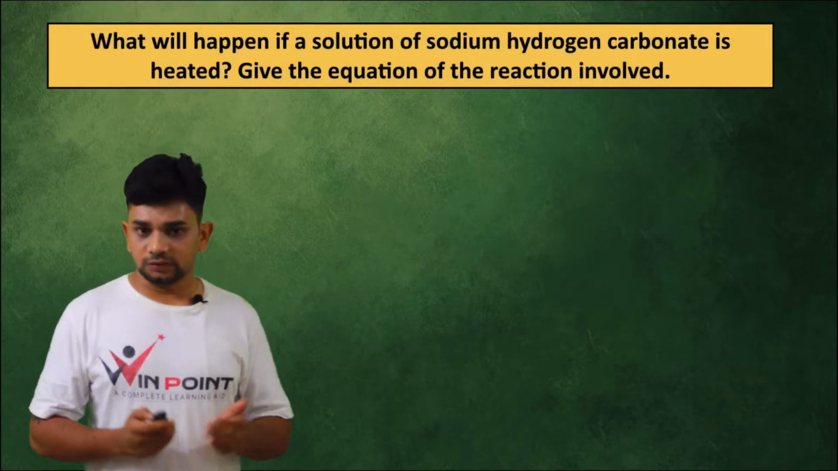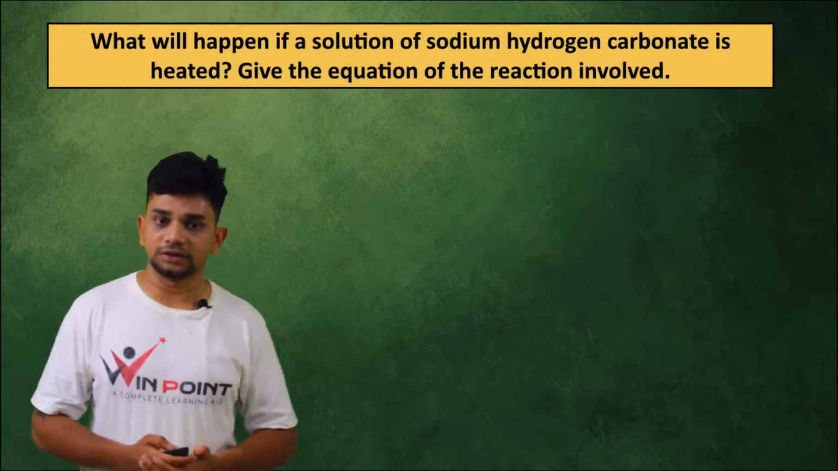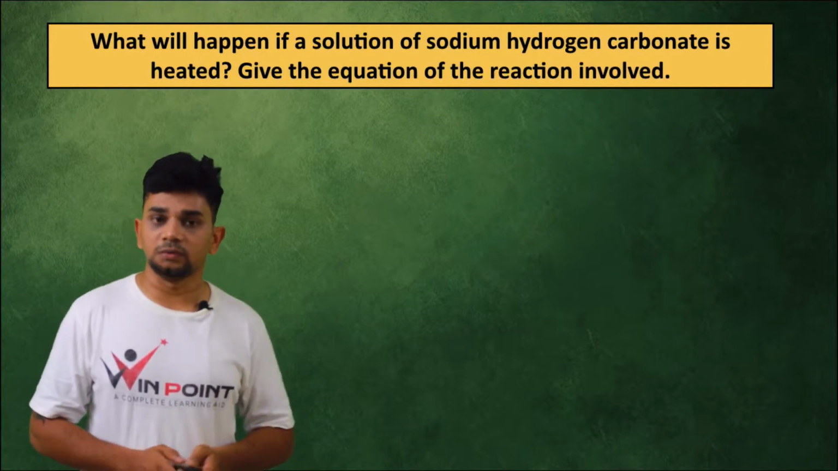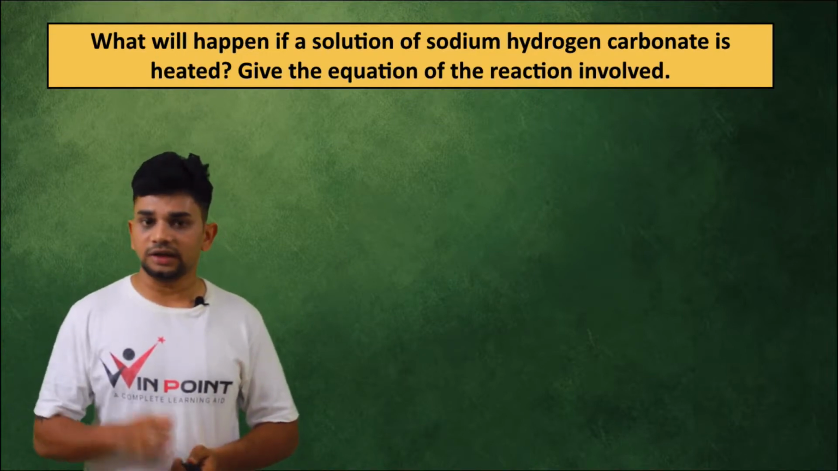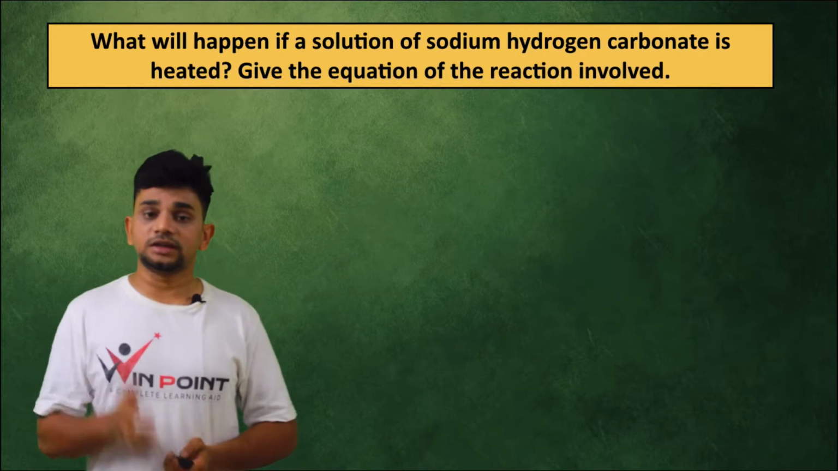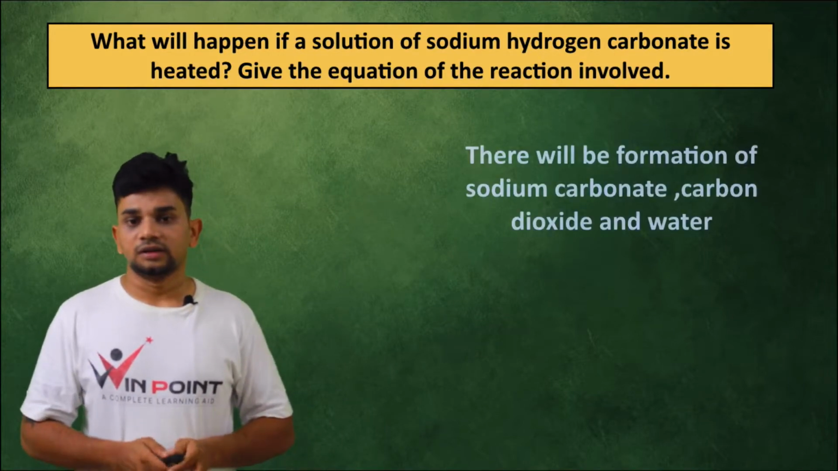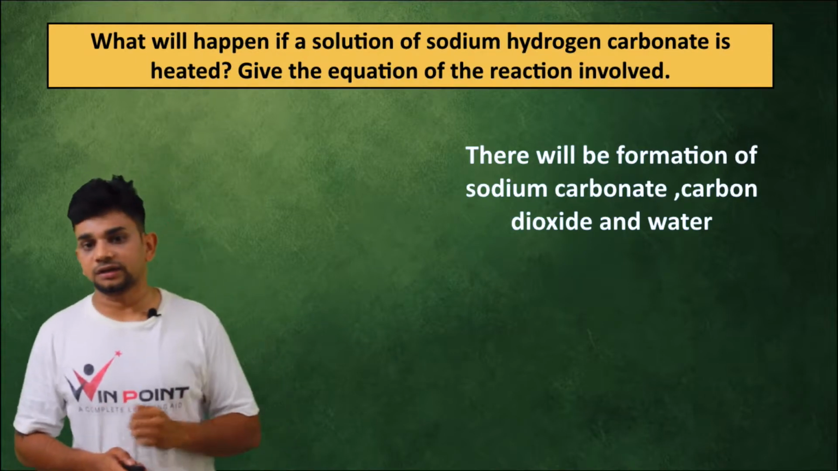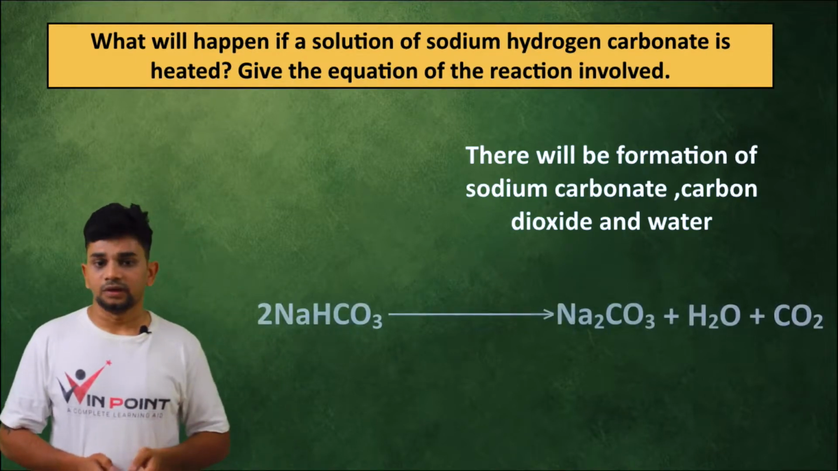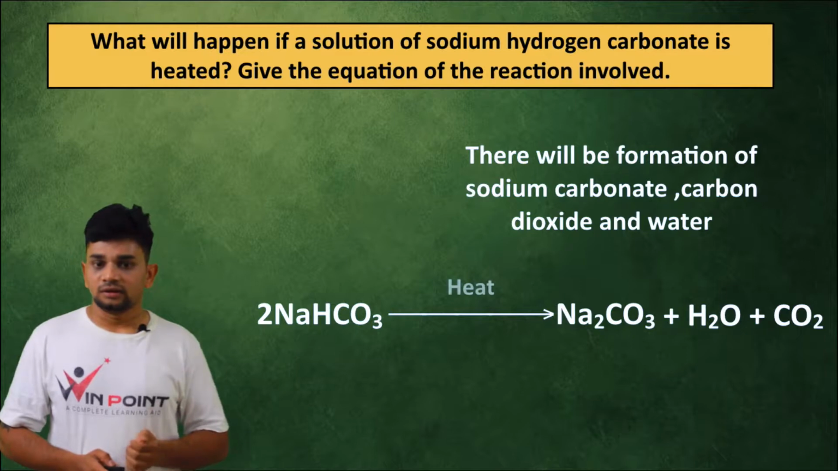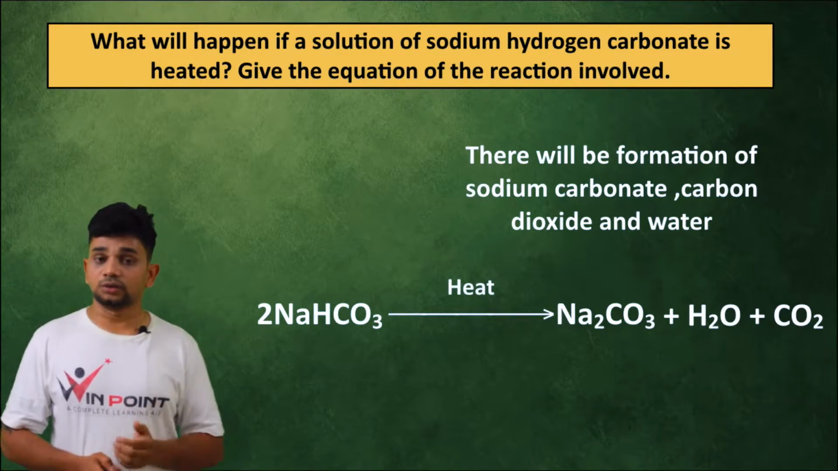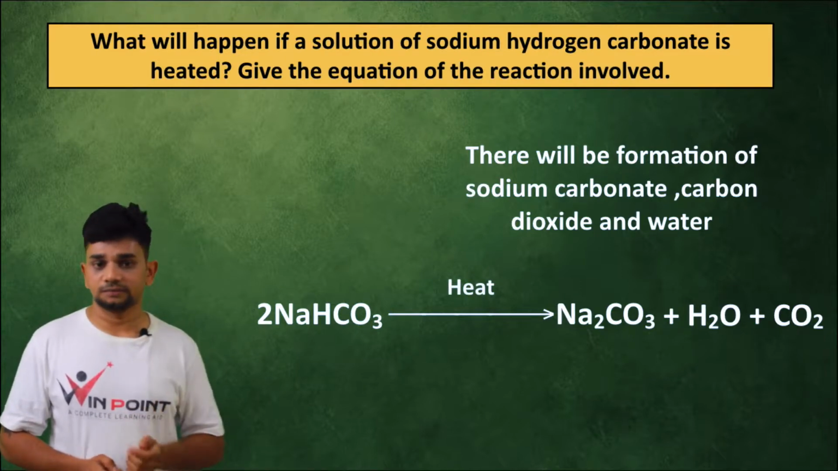What will happen if a solution of sodium hydrogen carbonate is heated? Give the equation of the reaction involved. Sodium hydrogen carbonate means NaHCO3. When we heat sodium hydrogen carbonate, there will be formation of sodium carbonate, carbon dioxide and water. 2NaHCO3 gives Na2CO3 plus H2O plus CO2 in the presence of heat.